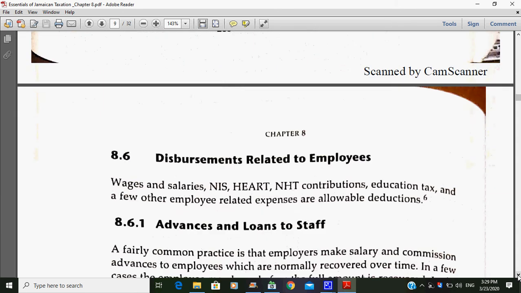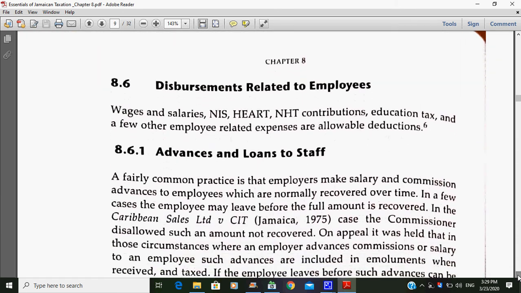Thank you very much. Now, look at disbursements related to employees. Wages and salaries, NIS, HART, NHG contributions, education tax, and a few other employee related expenses are allowable deductions.